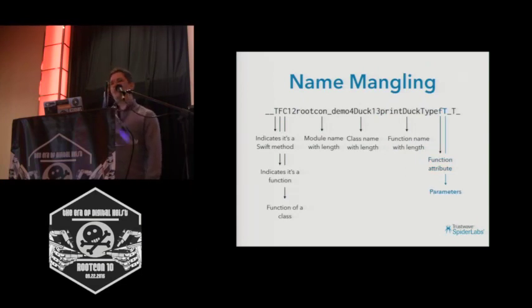Then you have parameters. In this particular case, if you remember back to the demo app, it actually didn't have any parameters, or arguments, so there's nothing there. And then you've got your return type. Again, there's no return type for this one, so there's no return type there as well.